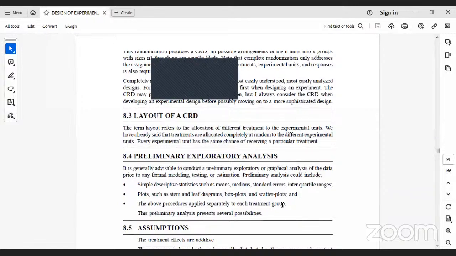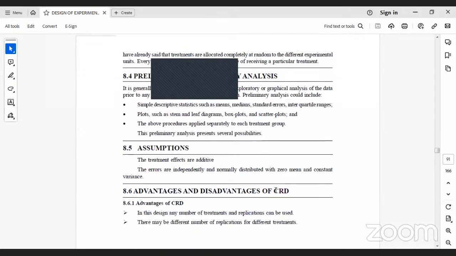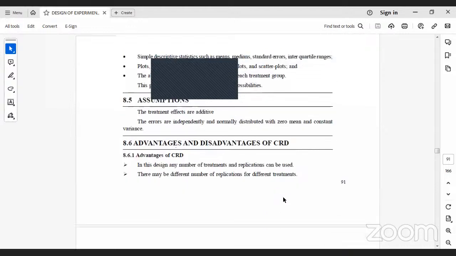The preliminary analysis presents several possibilities here. Assumptions: the treatment effects are additive. The errors are independently and normally distributed with zero mean and constant variance.